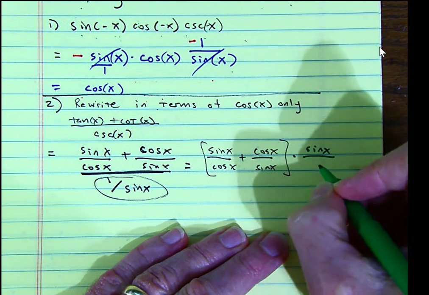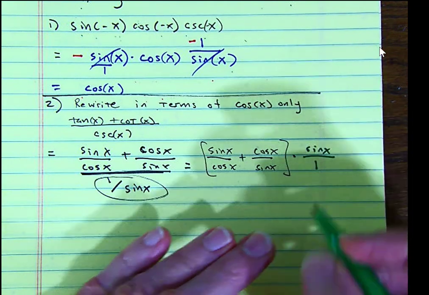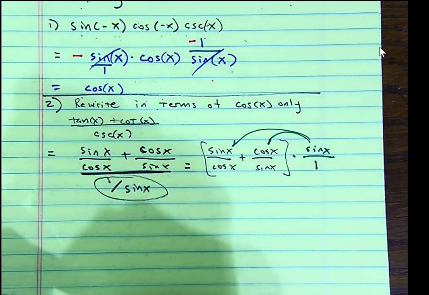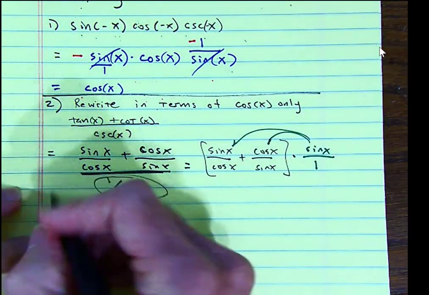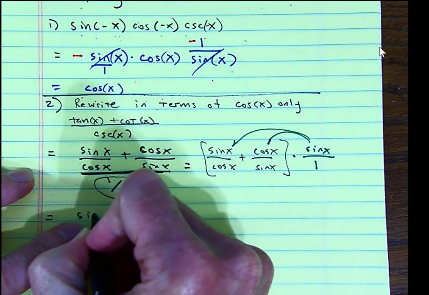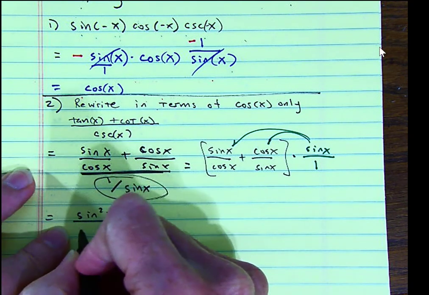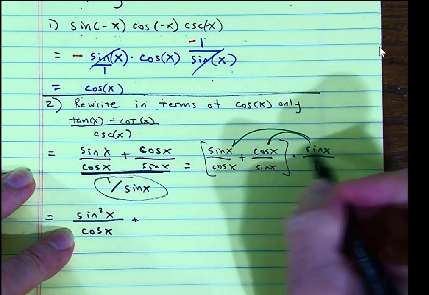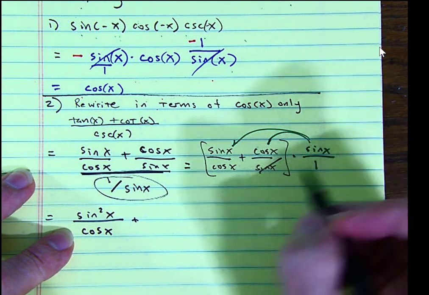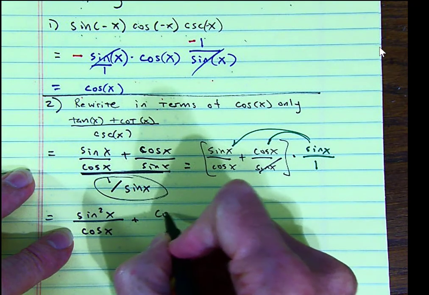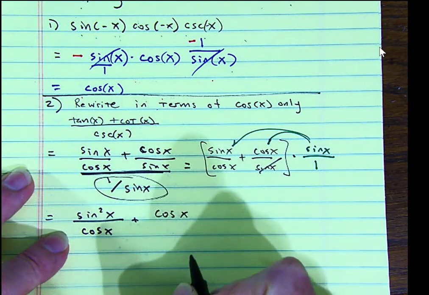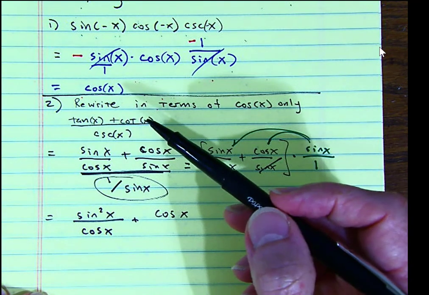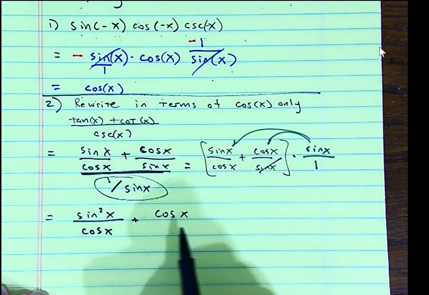So I'm taking that sine x over 1, and I'm going to distribute that through. And I will get sine squared x over cosine x plus, here the sine will cancel with that sine. So I'm going to have only cosine x.